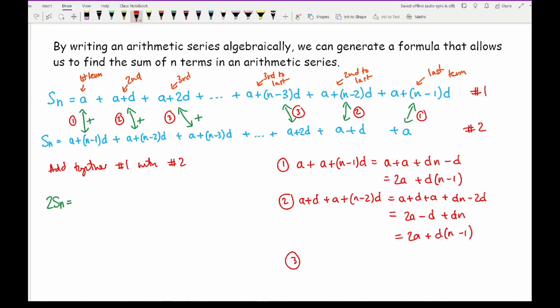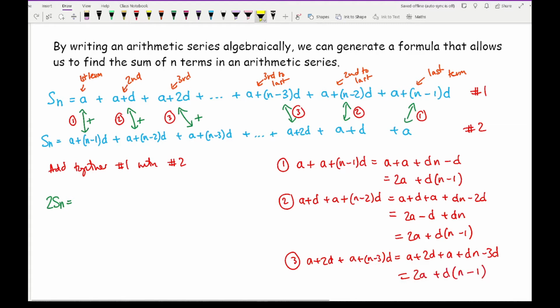And obviously with number 3, I've got a plus 2d plus a plus n minus 3d. And again, expanding those brackets out, what I end up with is a plus 2d plus a plus dn minus 3d. And again, collecting the like terms together, I get 2a plus d(n minus 1).